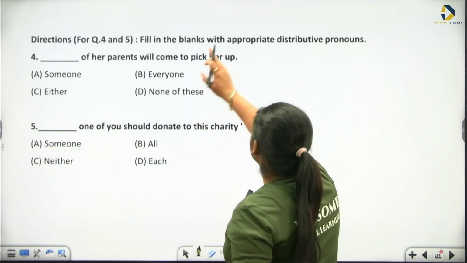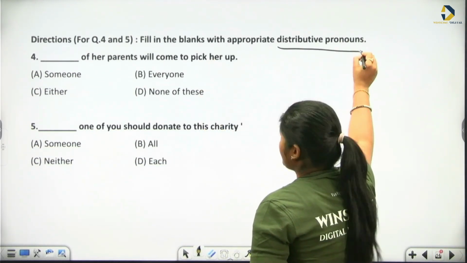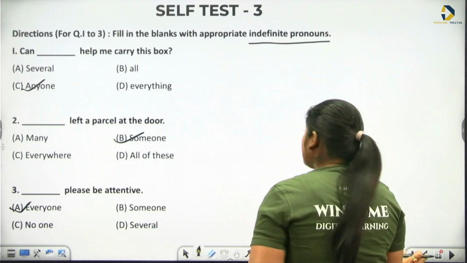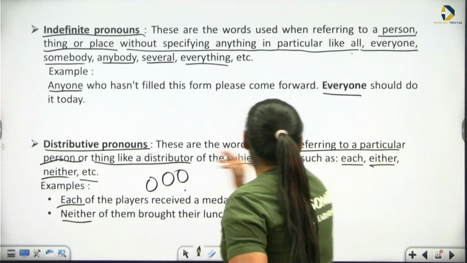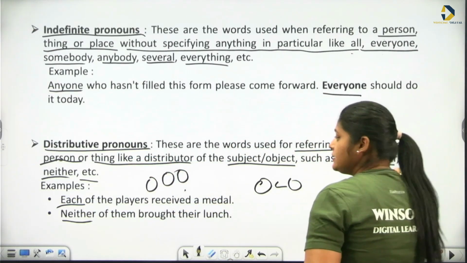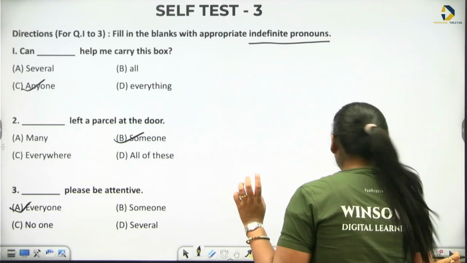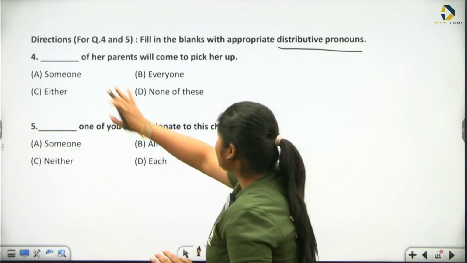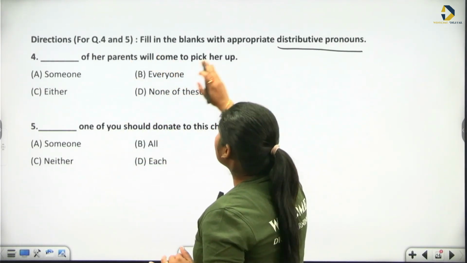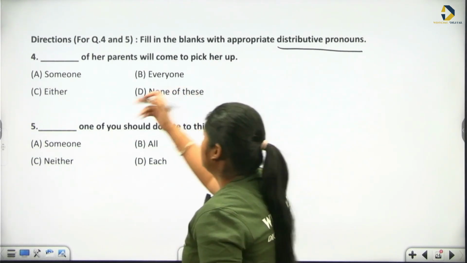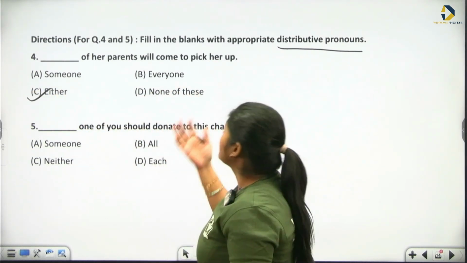Now see, you need to fill in the blanks with the appropriate distributive pronoun now. Now see, what was distributive pronoun? When we use each, either, neither, etc. Okay, now see. Dash of her parents will come to pick her up. Either of her parents will come to pick her up.